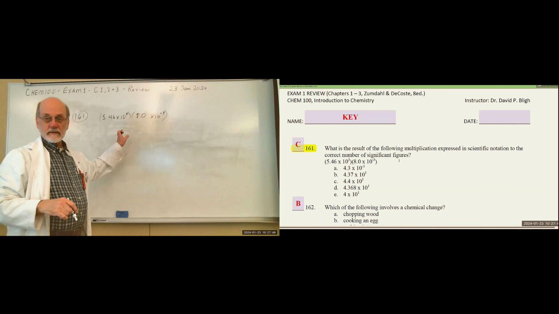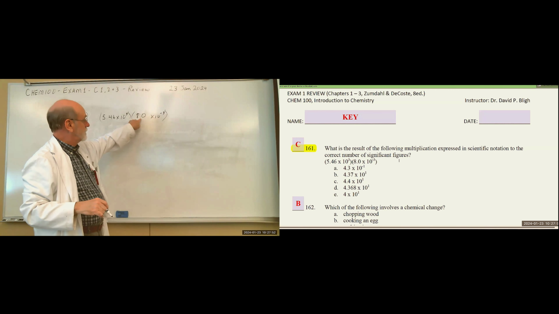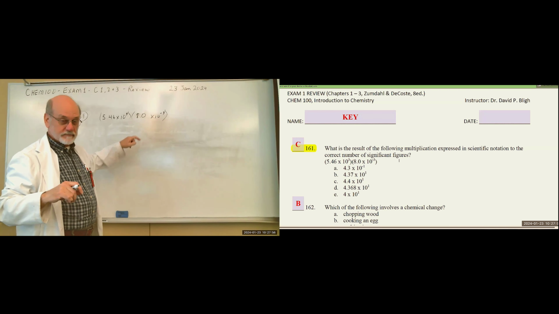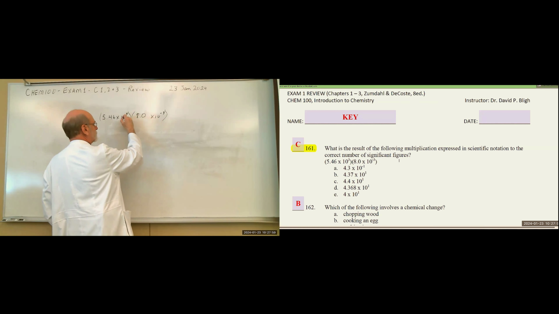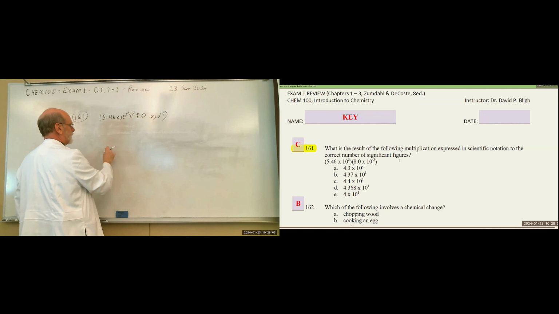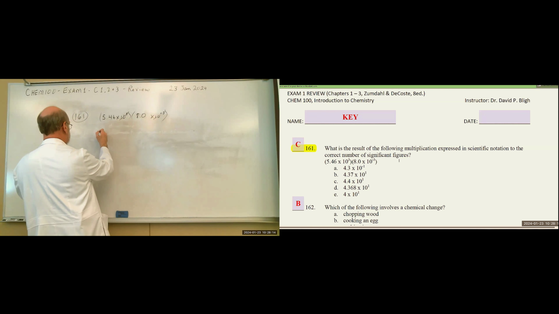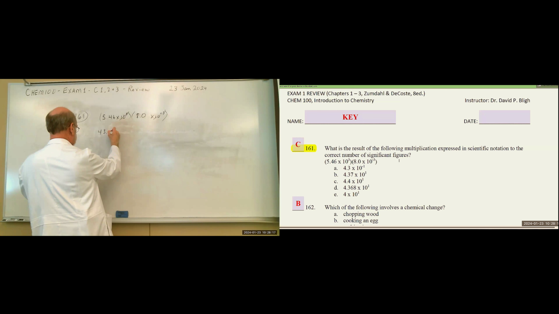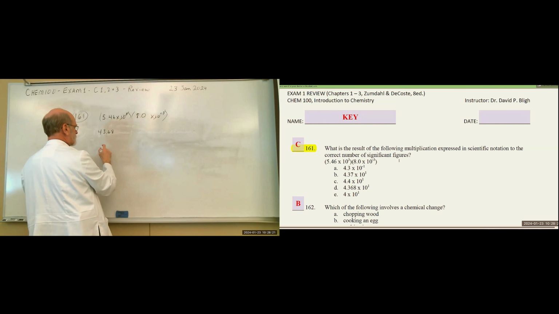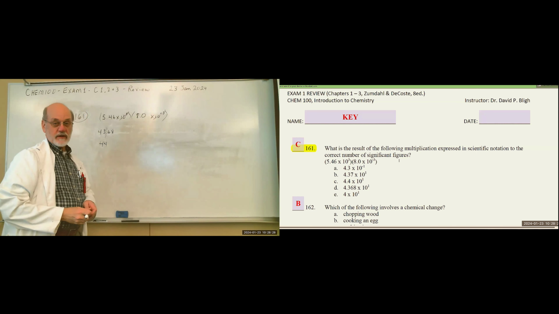Now you can plug those into your calculator and you get an answer, and the answer can only have two significant figures. Or you can say 10 to the third times 10 to the minus third is 1. So now you can say 8 times 5.46. And I get 43.68. But we can only keep two of these. So that means we have to round it here. 44. So the answer is, oh, it's in scientific notation. So that's equal to 4.4 times 10 to the first power. Right, that's C.